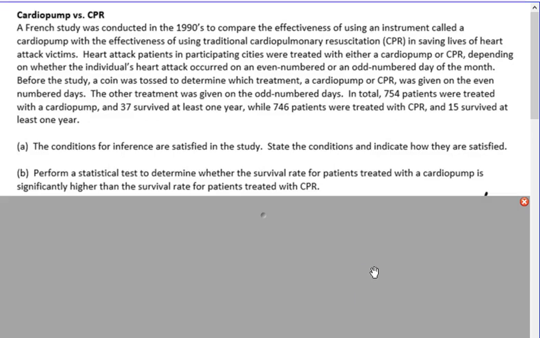In this video, we're going to look at a second AP problem that uses the concepts from section 10.1. As I read this, I'm going to underline important information that I might want to use later on.